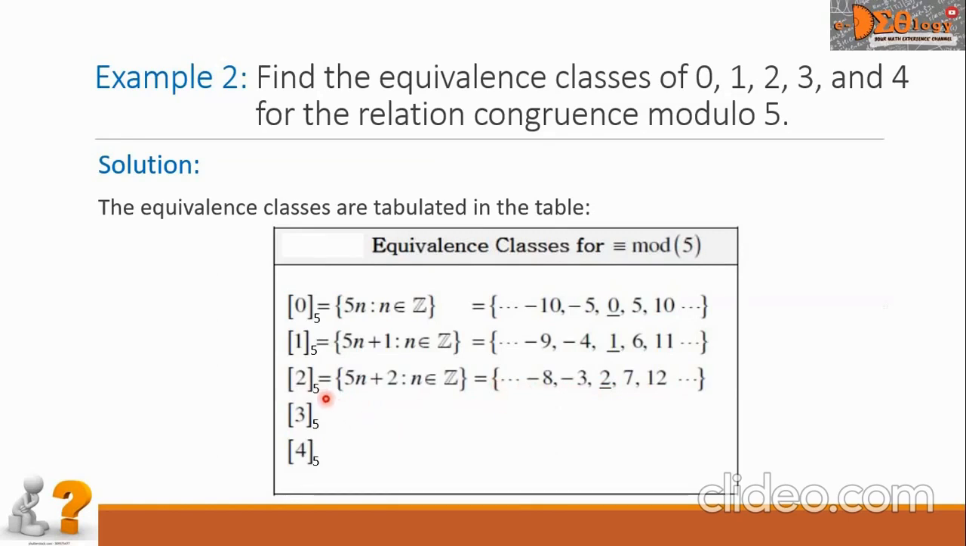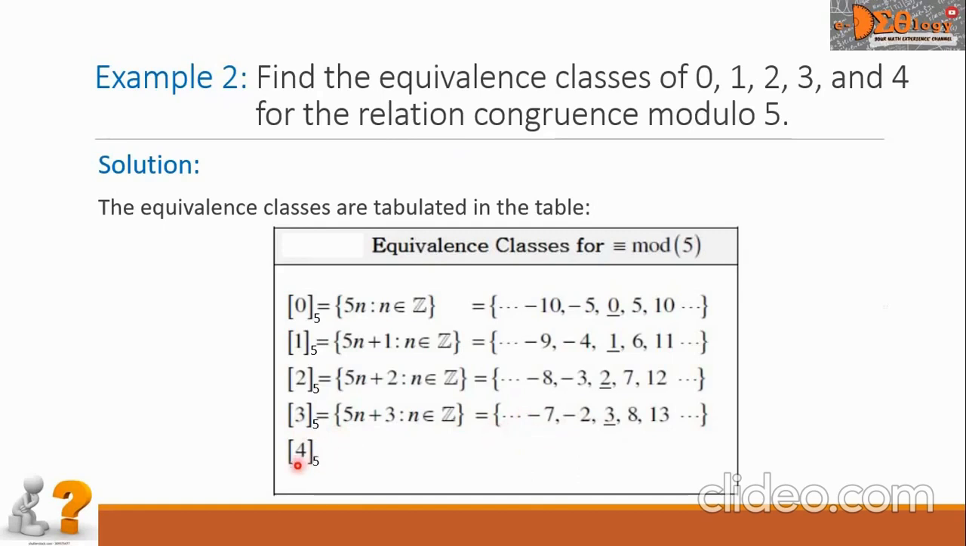Let's go now to the equivalence class of 3. This is defined as 5n plus 3, such that n is an element of Z. The elements of this equivalence class of 3 start with the number 3 itself. 3 plus 5 is 8. Next element, 8 plus 5 is 13, and so on. On the left side of 3, we have 3 minus 5 is negative 2. Negative 2 minus 5 is negative 7, and so on.